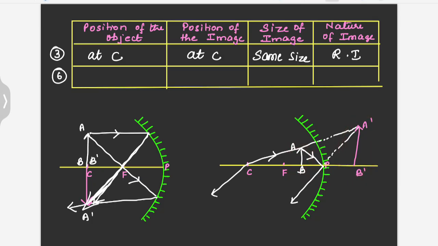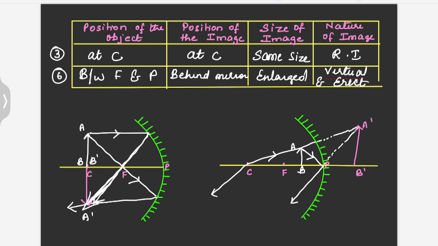So here we are going to fill the table now. Position of the object is between F and P. Where is the position of the image formed? It is behind the mirror. Behind the mirror. What is the size of the image formed? Size of the image is enlarged. And what is the nature of the image? It is virtual and erect. Virtual and erect.